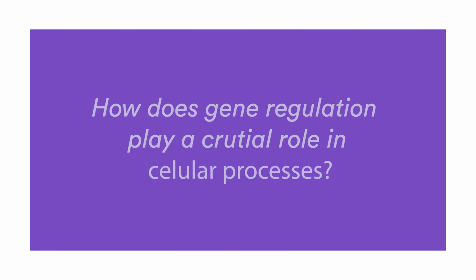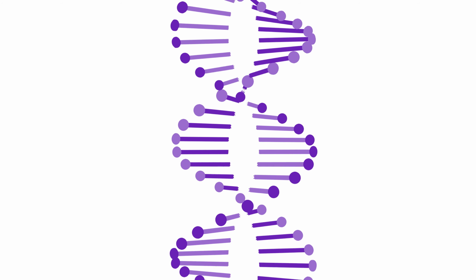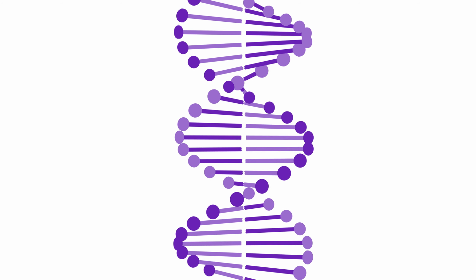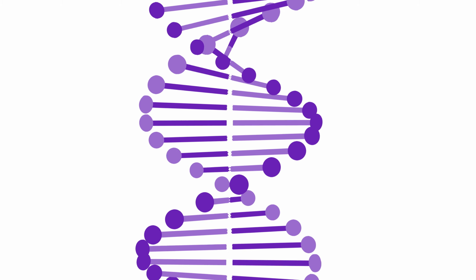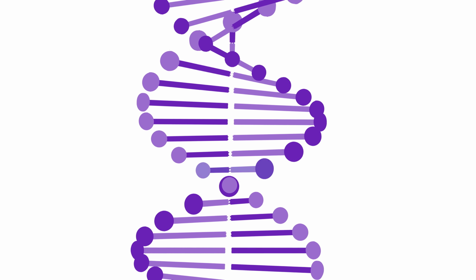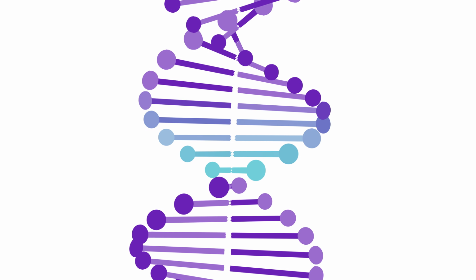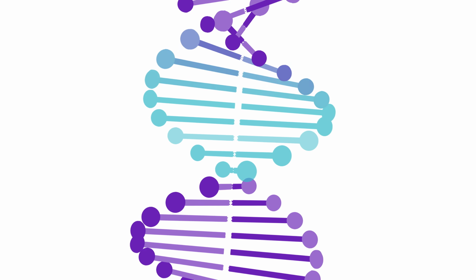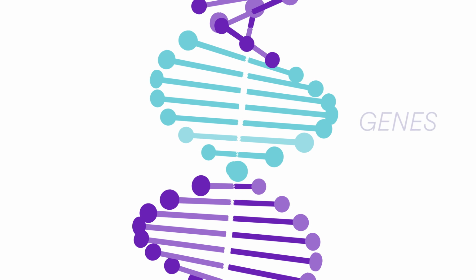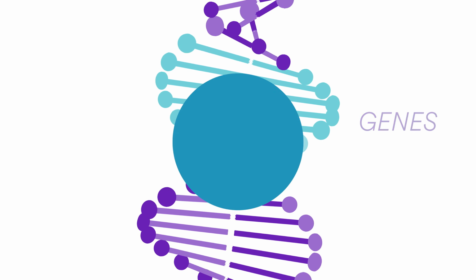Our next question is about gene regulation. So understanding how gene regulation plays a crucial role in cellular processes. So genes are found in DNA. So that sequence of nucleotides that tells our cells how to function and provide all the information for life, that includes these small sections or sequences of DNA that we call genes.